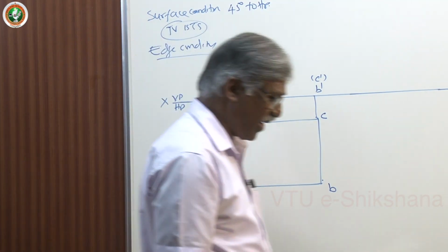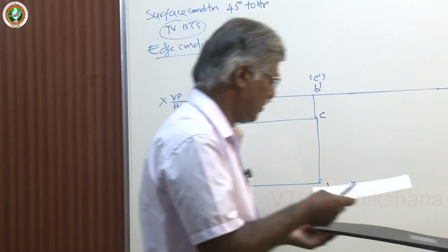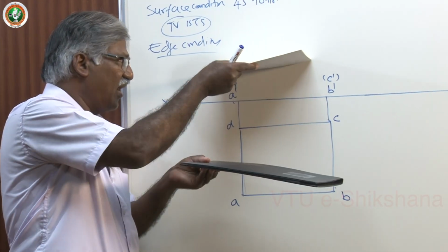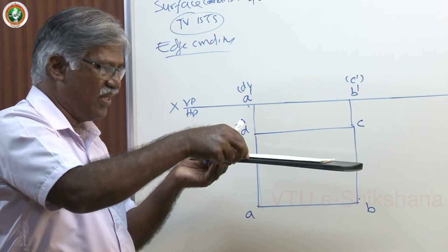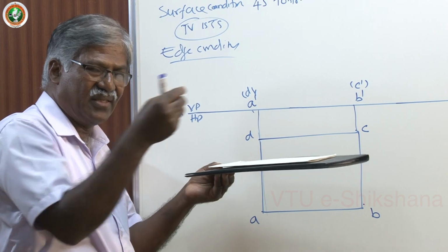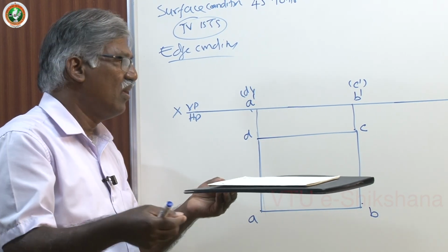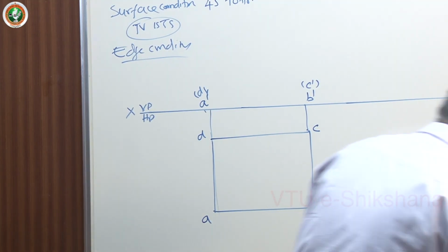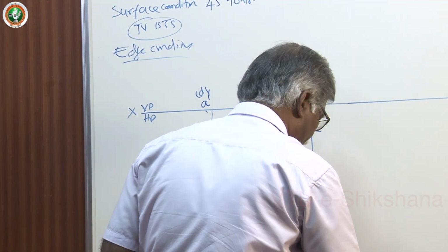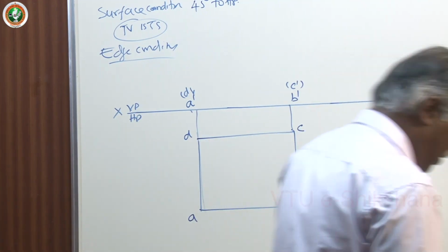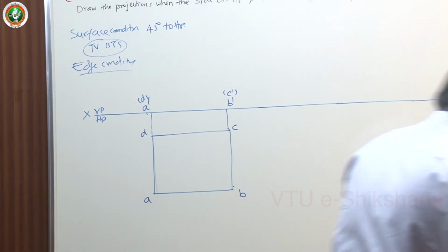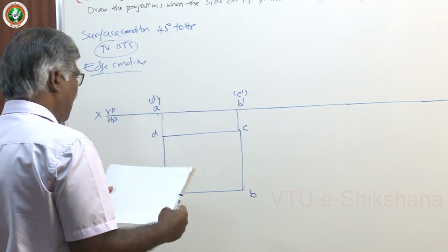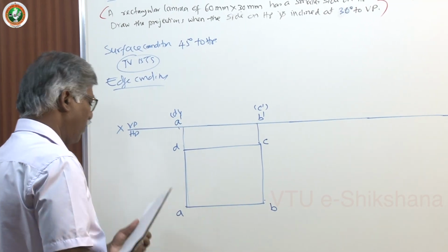Suppose if I have this situation, I would have taken it a little up. Now it is on HP, so definitely it is on the XY line. Just like points and lines, you recall whatever we did: it is on HP means on the XY line. Now finally we have the projections of the planes when it is parallel to or on HP.